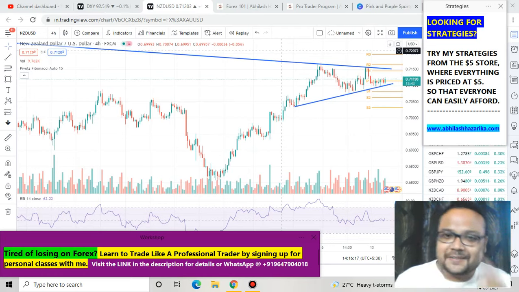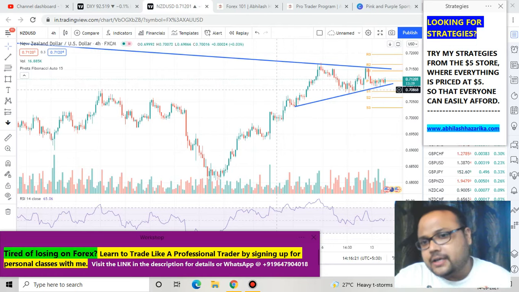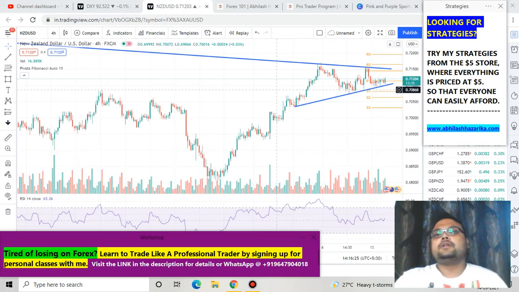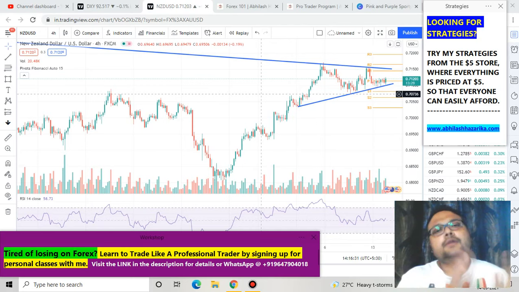So let's get started. This is the Forex chart of NZDUSD in front of us right now, and as you can see, I have two lines drawn on the chart here. Let's try to understand what is going on in the chart of New Zealand dollar, US dollar. Then we'll jump to the strategy part.